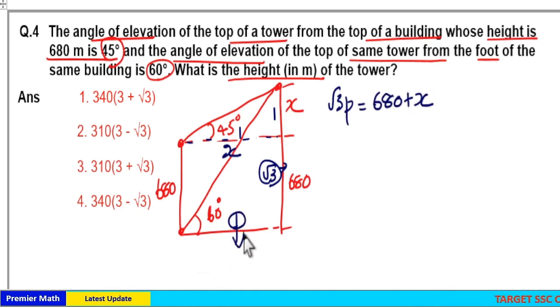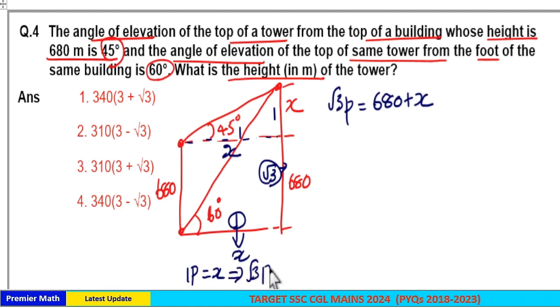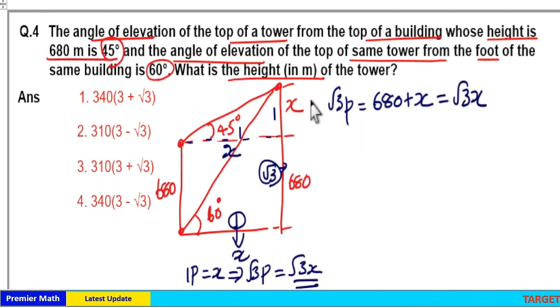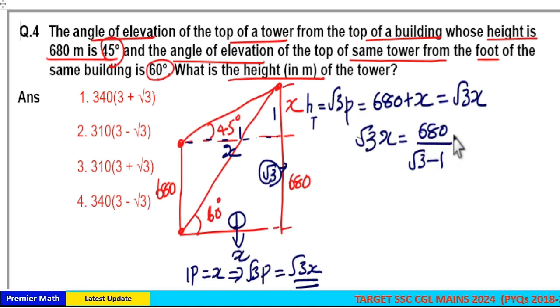And here one part is constant, which is the horizontal distance x. If one part is x, then √3 part is equal to √3x. So 680 plus x is √3x, which is the height of the tower. Now √3x minus x is equal to 680. That is, x is equal to 680 divided by √3 minus 1. Height of the tower is √3x, so 680 by √3 minus 1 into √3.